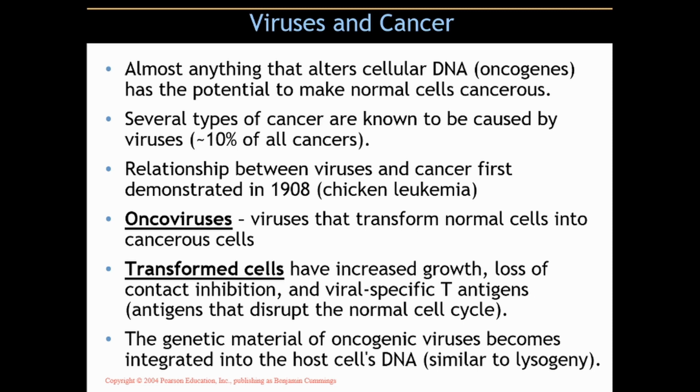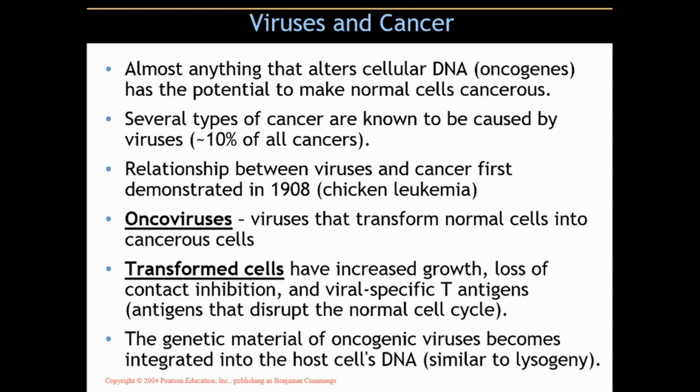Oncoviruses are viruses that transform normal cells into cancerous ones, and so we call these cancerous cells transformed cells. They have increased growth. They have loss of contact inhibition, meaning normally when cells contact each other, they stop dividing because they send cell signals to each other that says stop the cell cycle, and so they stop dividing. But transformed cells say, I don't have any personal space. You can divide and multiply as much as you like. Social distancing? No way. So they're going to pile up and form these tumor-like masses.